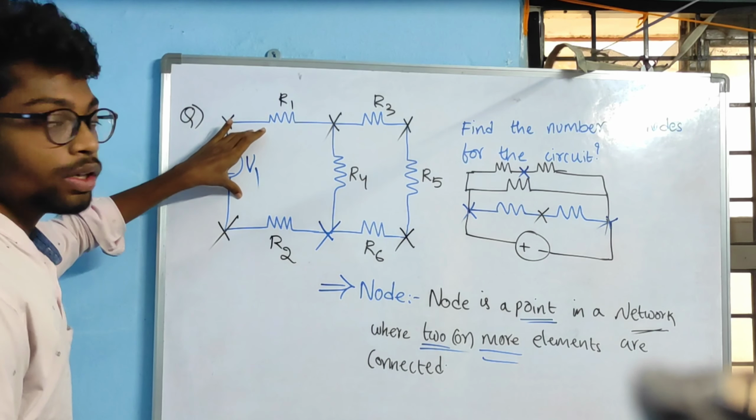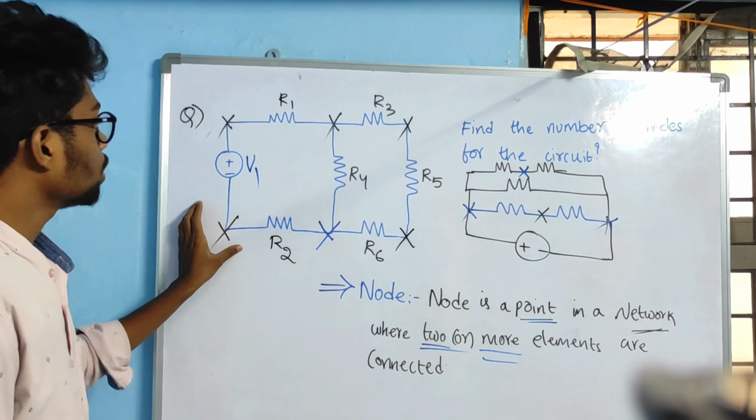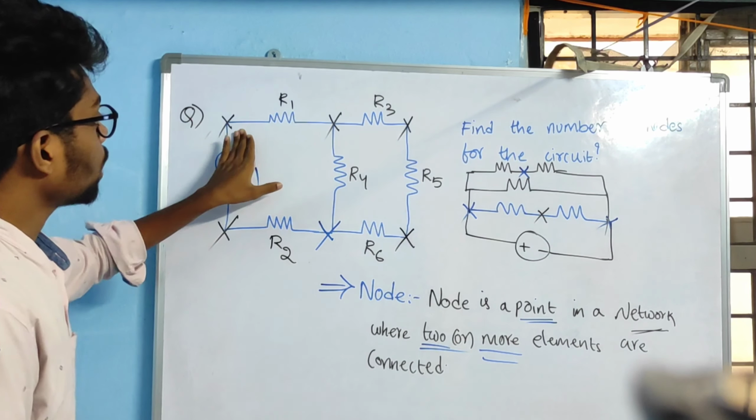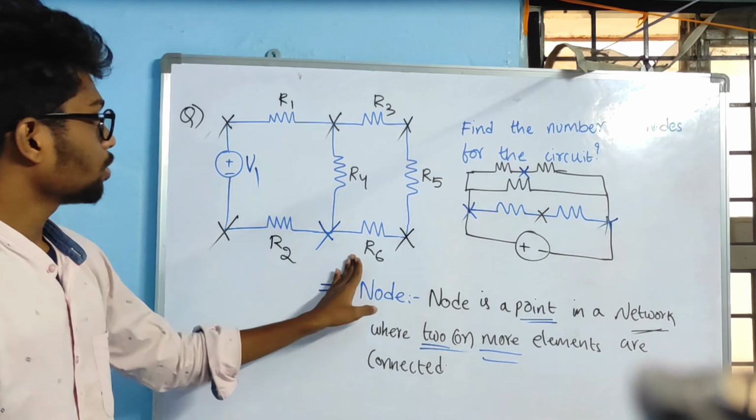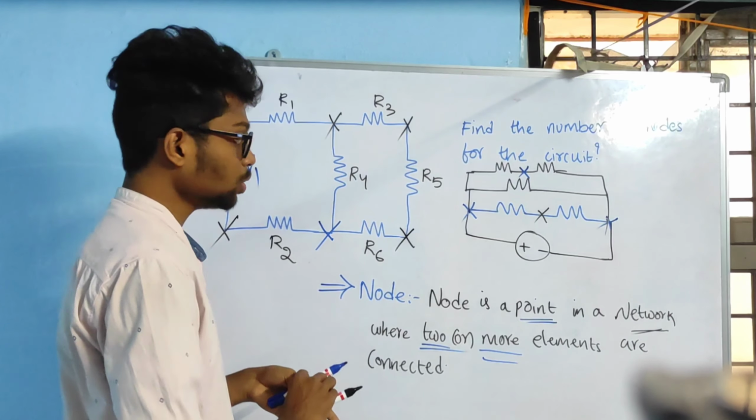Here voltage source V1 and resistance R2 are connected. So this is a node. So for the whole diagram, you have 1, 2, 3, 4, 5, 6. Six nodes. Number of nodes is equivalent to 6.